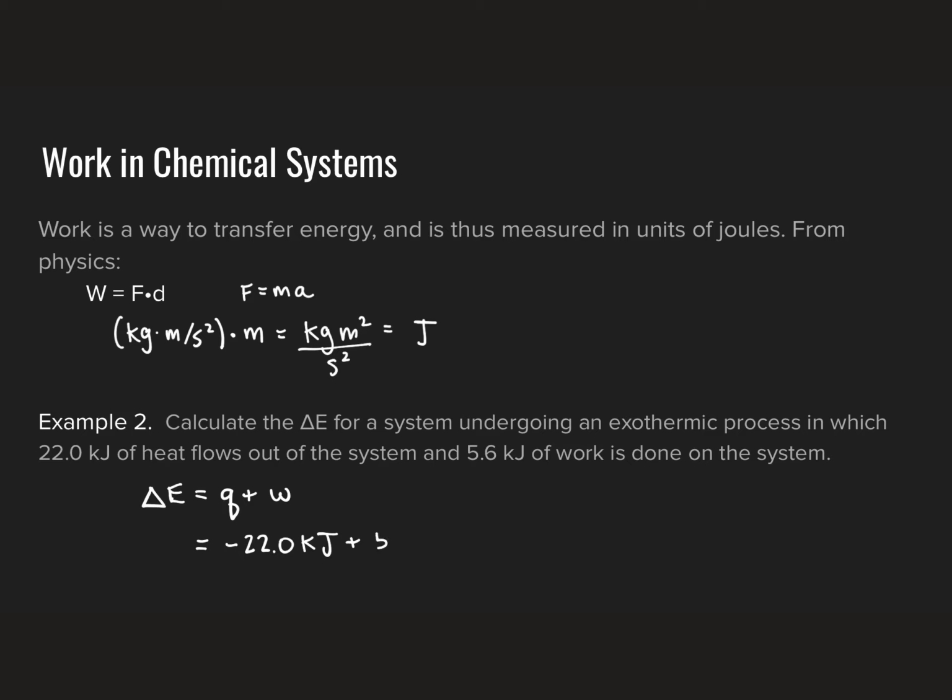So we have negative 22 kilojoules plus 5.6 kilojoules. And negative 22 plus 5.6 would give us negative 16.4 kilojoules as the total change in internal energy of that system, which implies the system, therefore, would be at a lower internal energy than it was originally. And again, note here, we don't know what the absolute value of the internal energy of the system actually is. All we've calculated here is a change in that internal energy of the system.